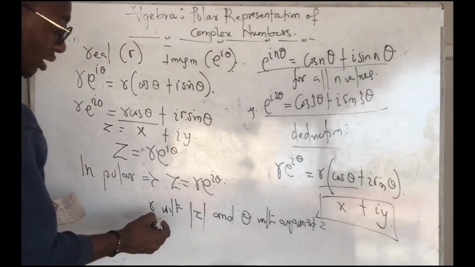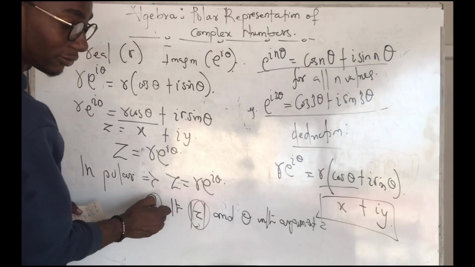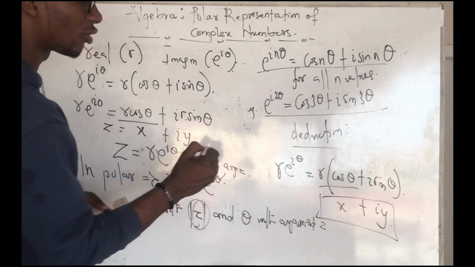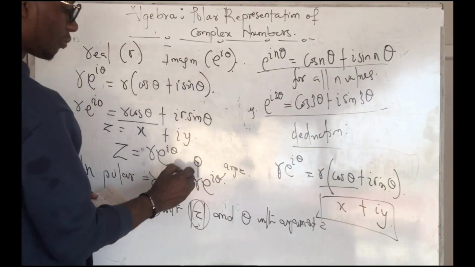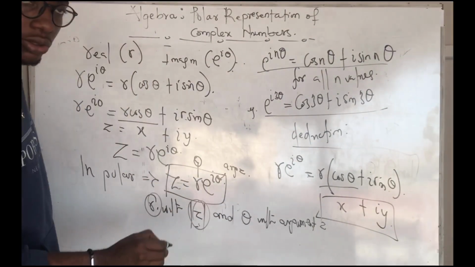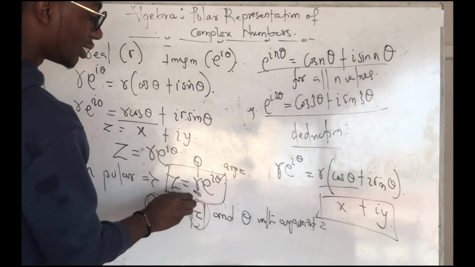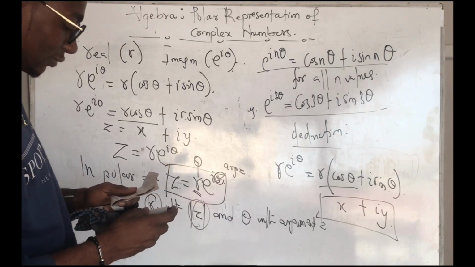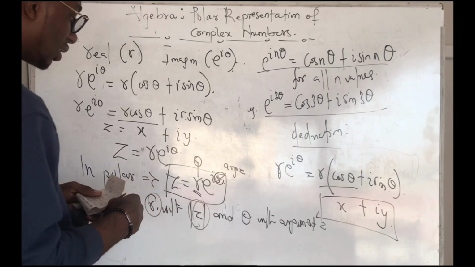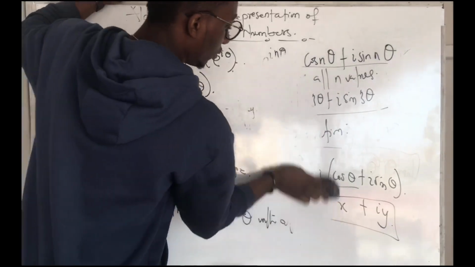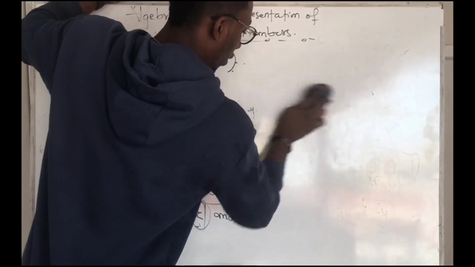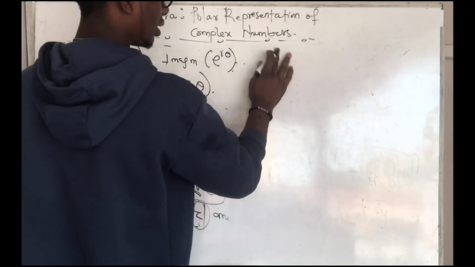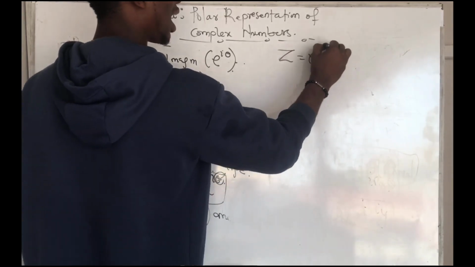So the modulus of the complex number is r, and the theta you get here is the argument of the complex number. So take note: anytime you have your complex number represented this way, the modulus of the complex number z is r, and the argument of the complex number is the angle theta you have over here. But sometimes, so let me present it here well for you. So now you have z equals r e to the i theta.